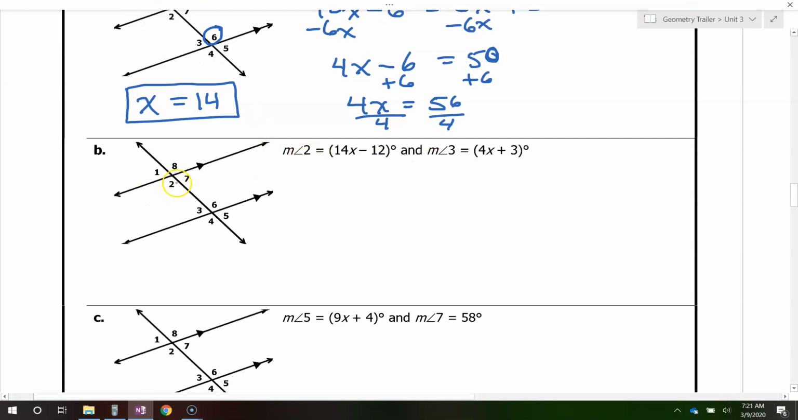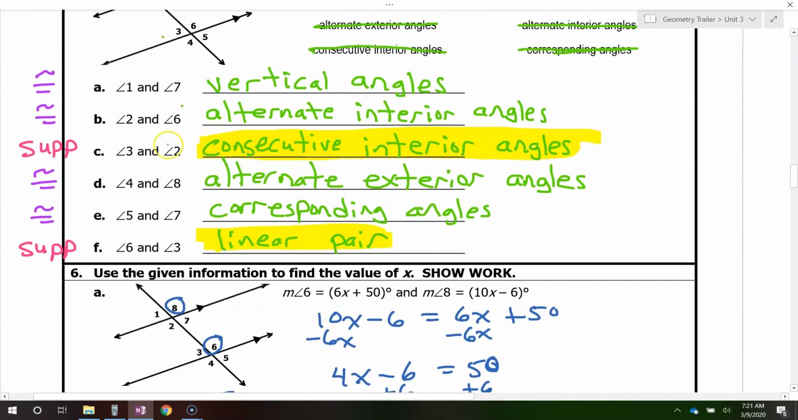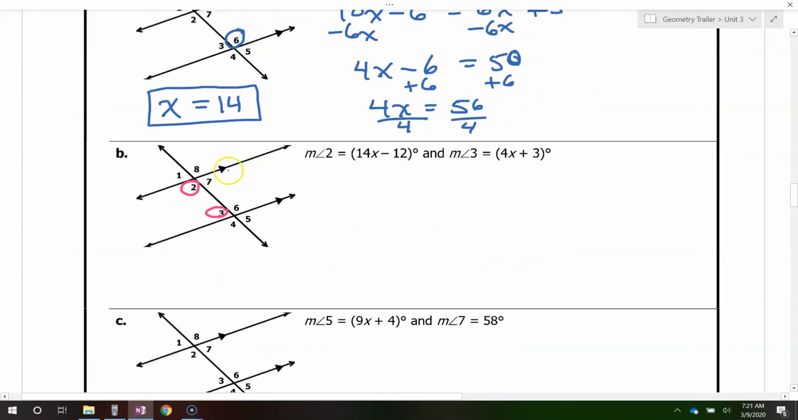Angle 2 and angle 3. All right, these are consecutive interior angles. That is one of the pairs that will be supplementary. All right, consecutive interior and linear pair. Those are the two that are supplementary given parallel lines. These arrows mean parallel. So supplementary. So that's why we will do 14x minus 12 plus 4x plus 3 is equal to 180.